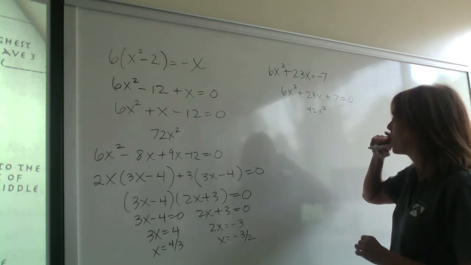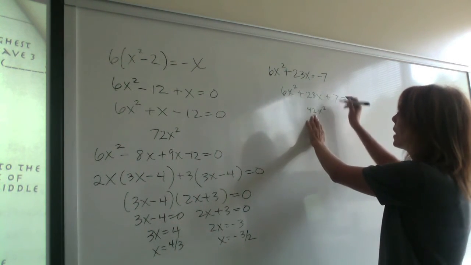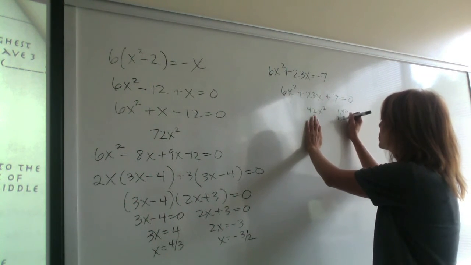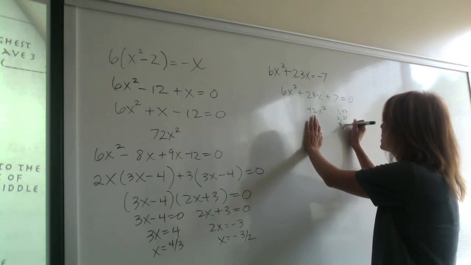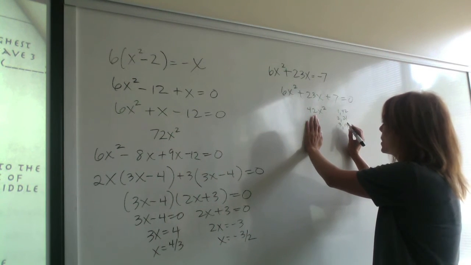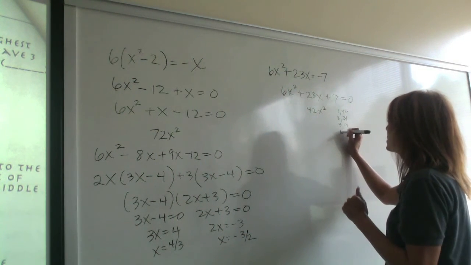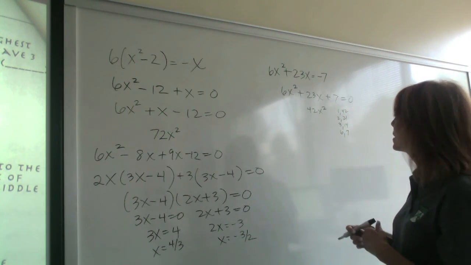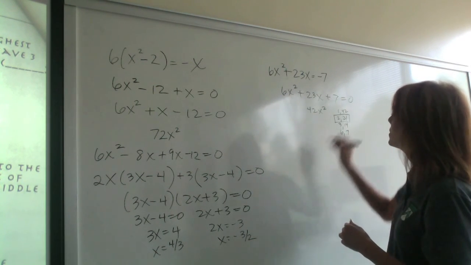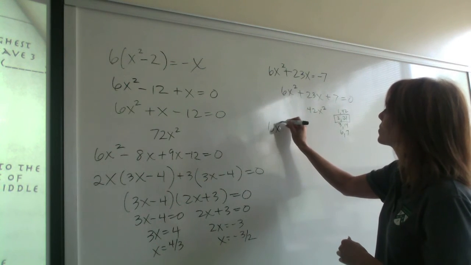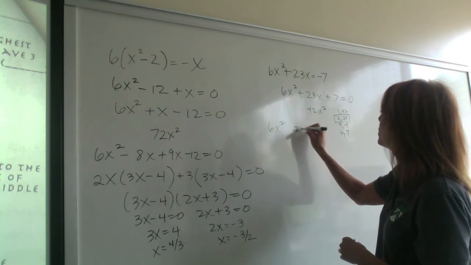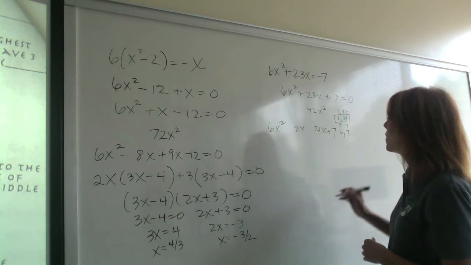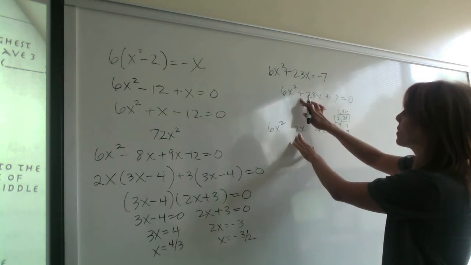Okay, so let's think about factors of 42 that will add to make 23. I've got 1 and 42, I've got 2 and 21, I've got 3 and 14, no 4, how about 5, no, 6, and 7? So which of these add to make 23? That would be this. So we would end up with 6x squared, and we'd have 2x and 21x, and plus 7. All right, both of these have got to be positive.